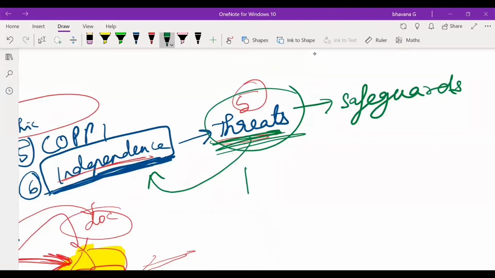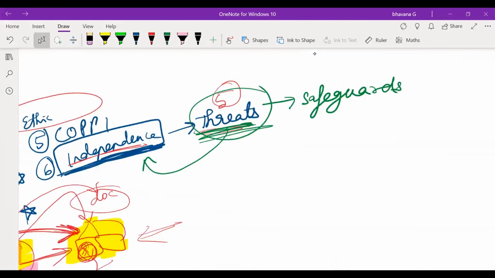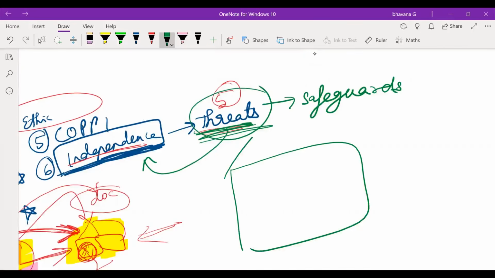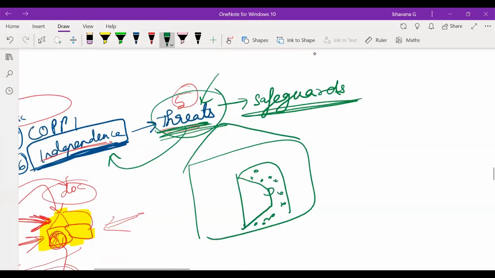Suppose I was living in a house. In my house, the door used to be always open. Suddenly, I got a threat that so many little irritating mosquitoes were coming into my house. This was a threat to me. Here, my independence is getting affected because somebody keeps on irritating me. I'm not able to independently open my door. What is the safeguard that I'll put here?